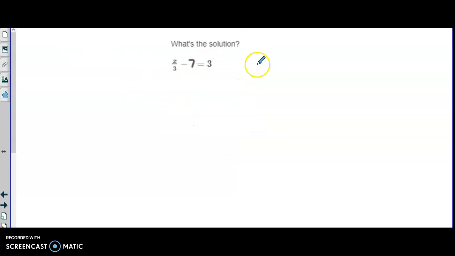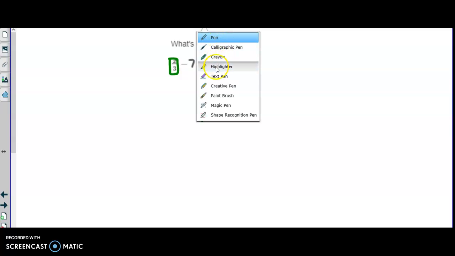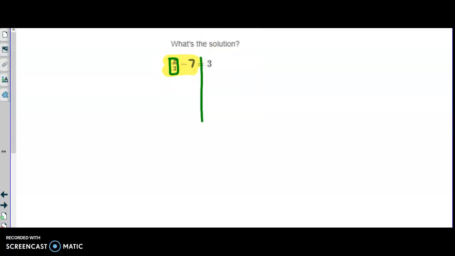All right, what's the solution for this one? So we're going to draw our line down our equal sign and box off our letter. And of course, we're going to ask ourselves what is on the same side as the letter that we need to get rid of. And to begin with, we need to get rid of minus 7. The opposite of subtracting 7 is adding 7. So we're going to add 7 to both sides. I'm going to bring this straight down. And 3 plus 7 is 10.